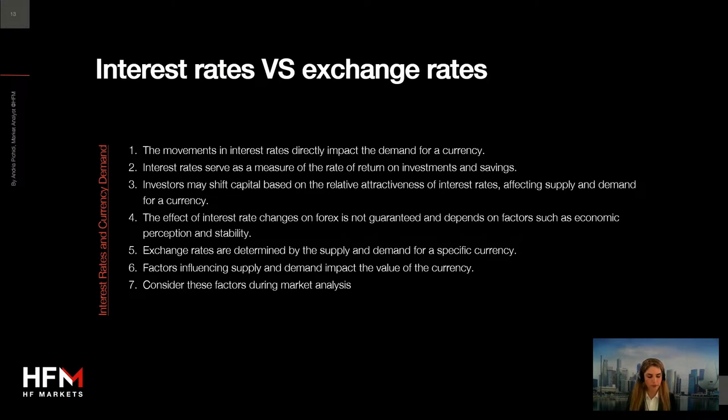So let me give you an example. If, for example, in Europe the interest rate is, let's say, 1%, but in the US the interest rate is 3%, for an investor it's very attractive to take his money away from Europe, and more precisely to the US. Why? Because if he deposits his money in Europe, he will gain 1% interest on his capital. But if he converts the euros into dollars and deposits them in the US, he will get back 3% interest on his deposit. So this is what impacts supply and demand for a specific currency. The carry trade, as we call it.